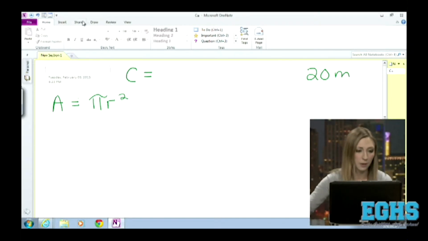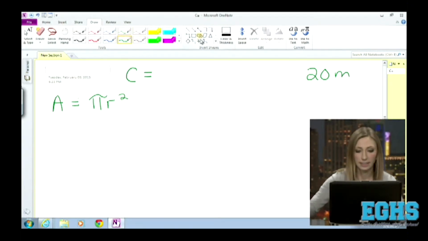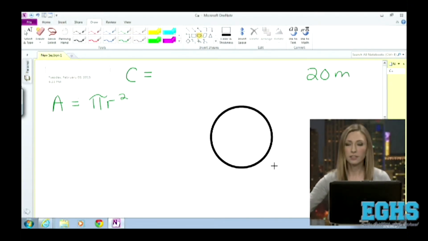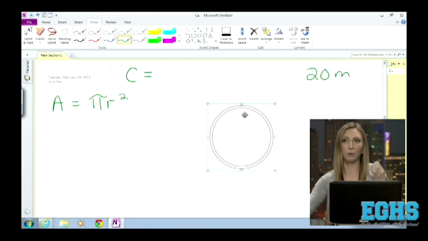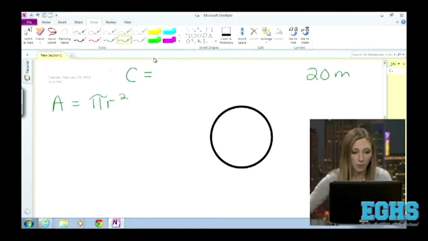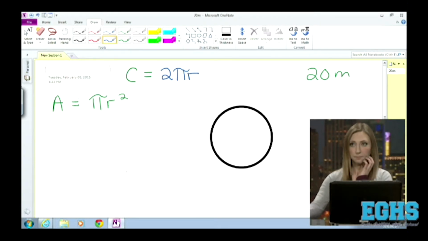Let me back up and explain a little about what the circumference and area are and what the difference is. The circumference of a circle is the distance around the circle, so you can see me moving my pen around that circle. It's a measurement of how long it is to go around. If you were to lay a string down on top of that circle and then take it out and measure it, that would be your circumference. The formula to find the circumference is 2 times pi times radius.